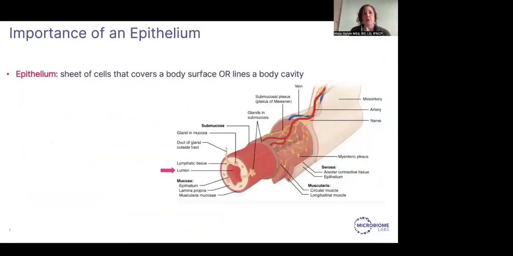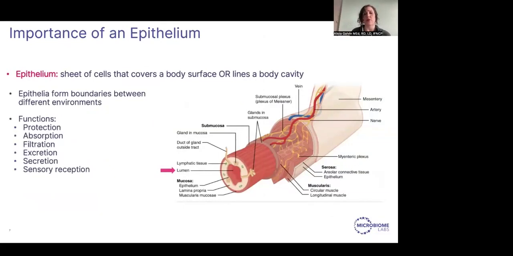But let's go back through what an epithelium is. So the epithelium is just a sheet of cells that covers a body surface or lines a body cavity. So we have our intestinal epithelium, we have the epithelium in our lungs that line the lungs, we have epithelium in our kidneys. So it's just this layer of cells that's essentially covering that cavity. And they form a boundary between environments. So obviously as far as the intestines are concerned, the epithelium is forming that boundary, essentially between the inside world and the outside world.